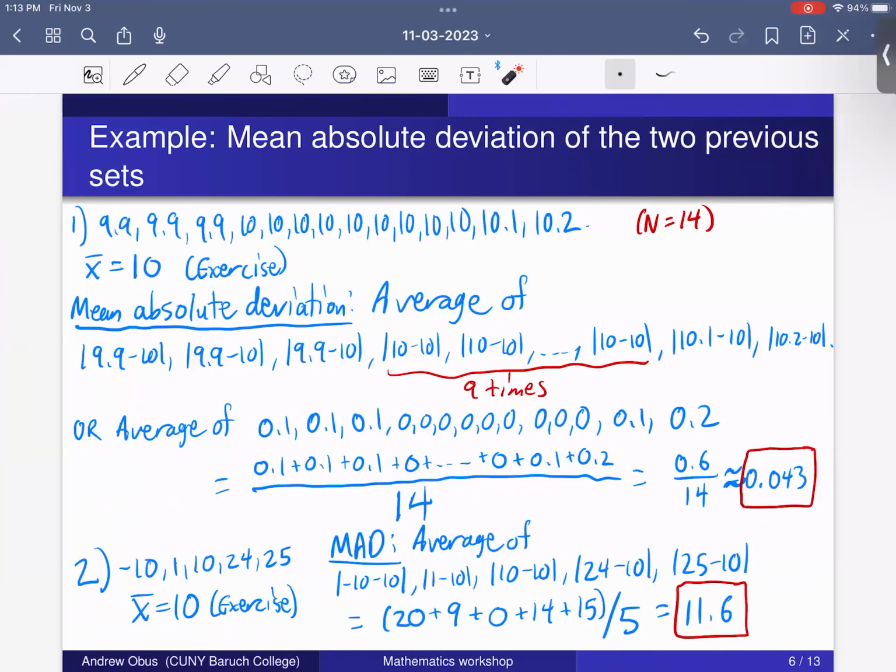Any other questions about this calculation? It's okay, sir. We can move. All right, good. All right, so let's move on.